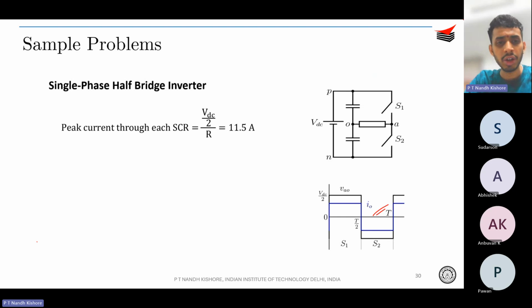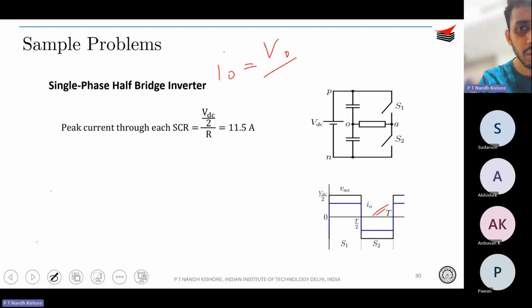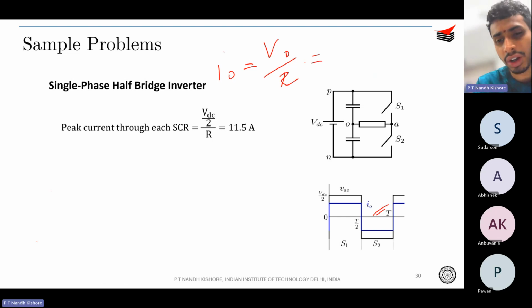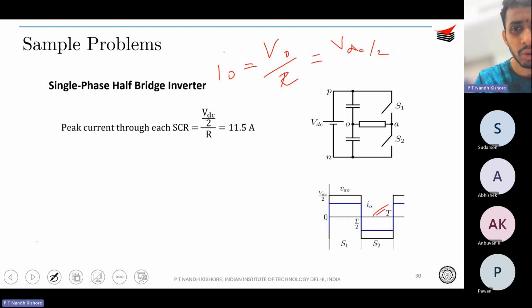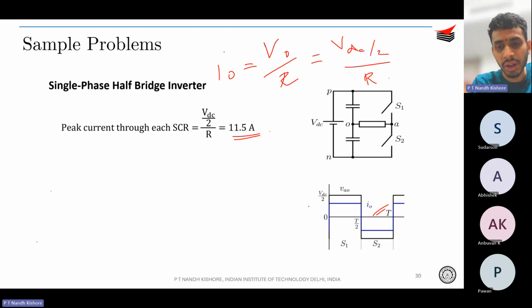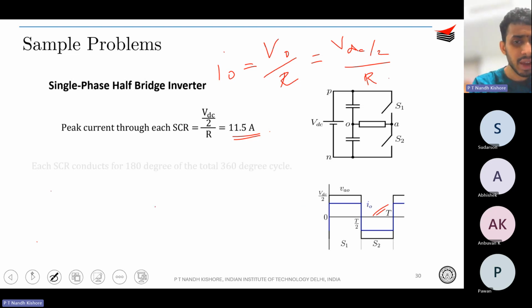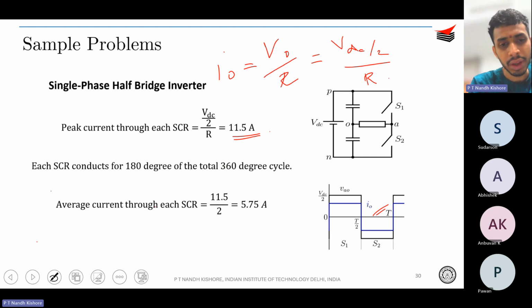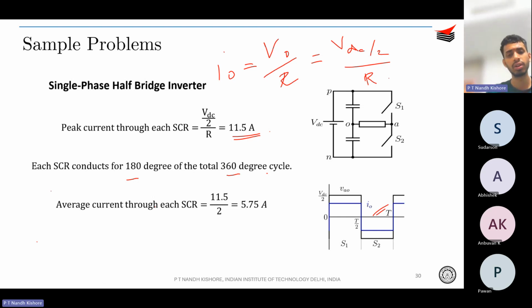So what is I naught? I naught is basically V naught by R. V naught is VDC by 2, so VDC by 2 over R. So the peak current through each SCR is 11.5 amperes. Since each SCR conducts for 180 degrees, the average current is simply 11.5 over 2. So this is the average current to each SCR, not the RMS current.